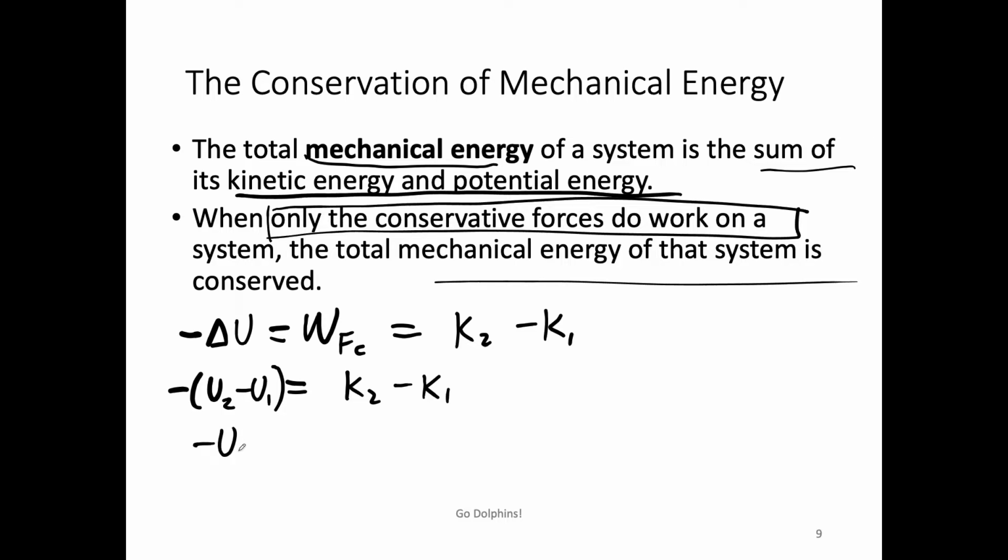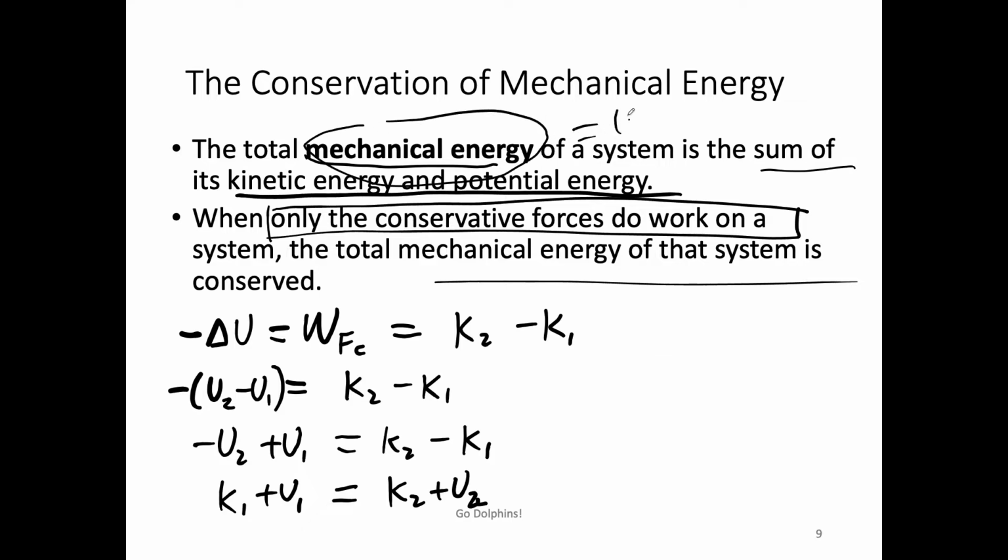So this is negative U2 plus U1 equals K2 minus U1. And if you rearrange that, you put all the ones on the left-hand side, all the twos on the right-hand side, we arrive at this equation. And I do know mechanical energy. Mechanical energy is K plus U. You can see the final mechanical energy equals the initial mechanical energy at all times.